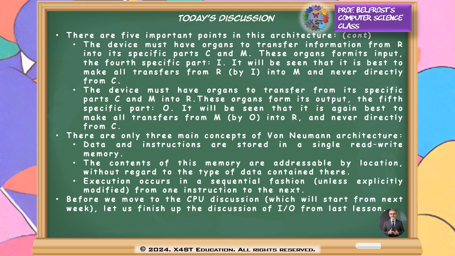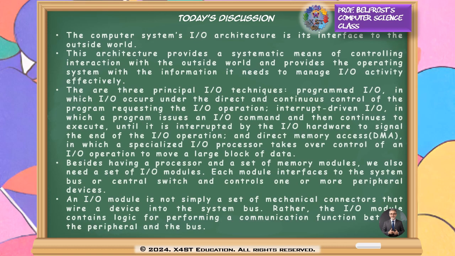Before we move to the CPU discussion, let us finish up the discussion of I/O from last lesson. Previously I just told you about what components in the computer are categorized as I/O. You have learned so much about that, and that's good of you. You can try to search for more information about it. I'll not cover it further. Now we will go to the most important concept, which is the I/O module. Actually, this is just complementary.